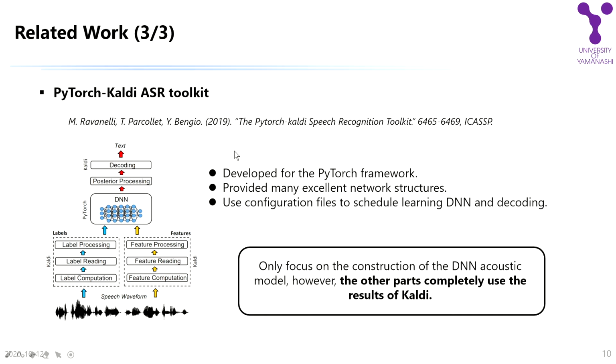Another work is the PyTorch-Kaldi ASR toolkit. This toolkit provides many network structures for the DNN acoustic model based on the PyTorch framework. But it only focuses on the construction of DNN models. The other parts, such as the feature and label processing and the decoding, completely use the results of Kaldi. This makes it not flexible enough.